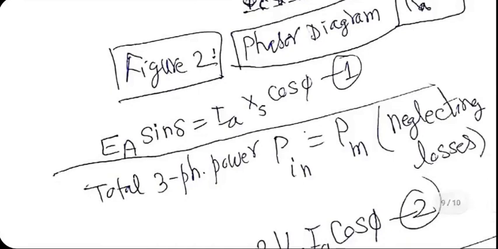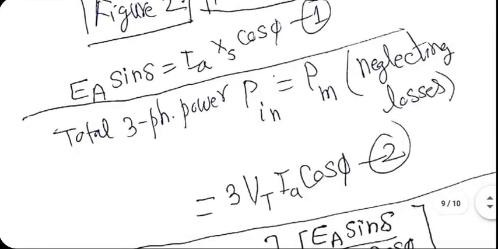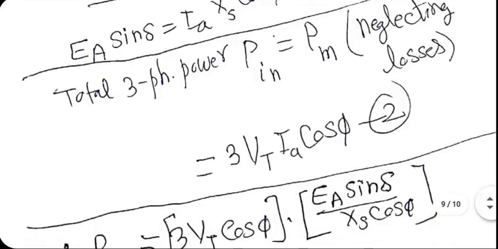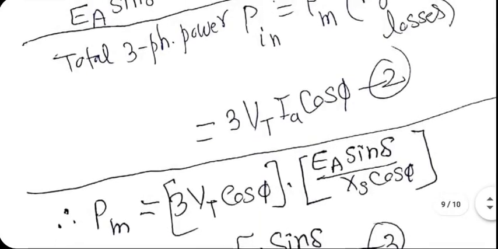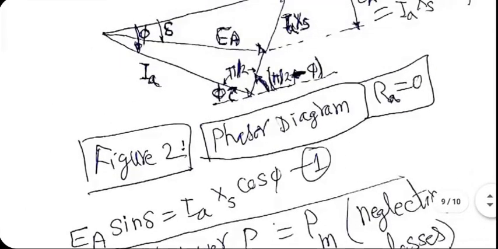Once you have done that, the input power or mechanical power output, they are both the same because losses are 0. That is given by 3 times VT cos phi. I'm assuming IA per phase and terminal voltage is also per phase. So VT cos phi and the entire thing multiplied by 3 gives you the total power, assuming a balanced system. So P in can be written as 3 VT cos phi into IA, and IA can be taken from equation 1.